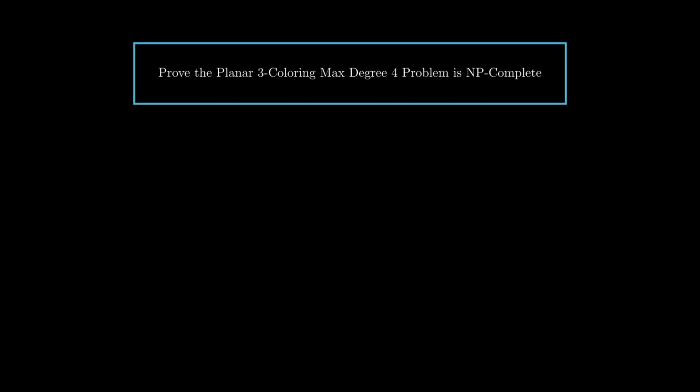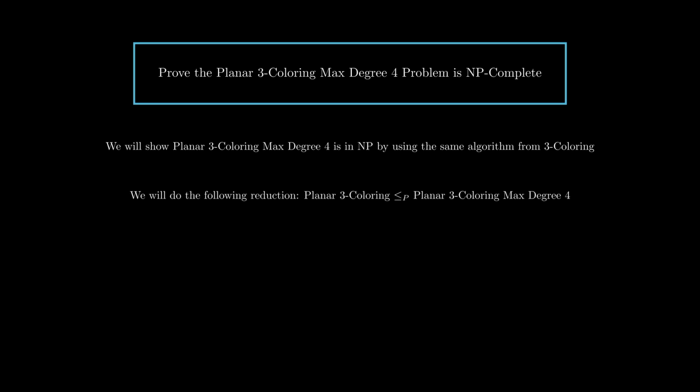Now we will prove the final reduction of this video. We will prove that the planar max degree 4 three-coloring problem is NP-complete. Since our input for the planar max degree 4 three-coloring problem is simply a graph with structural constraints, we can use the algorithm we used to show three-coloring was in NP to also show planar max degree 4 three-coloring is in NP. For our reduction, we will reduce from planar three-coloring.